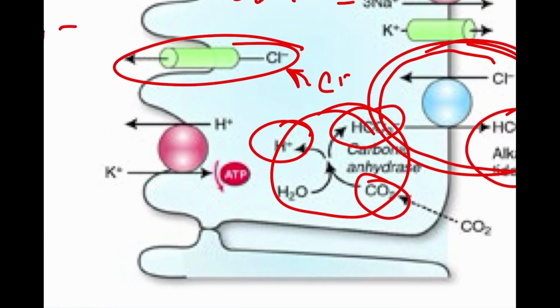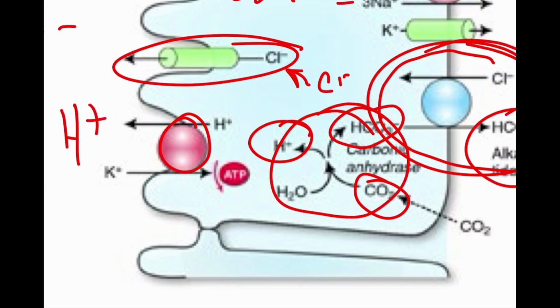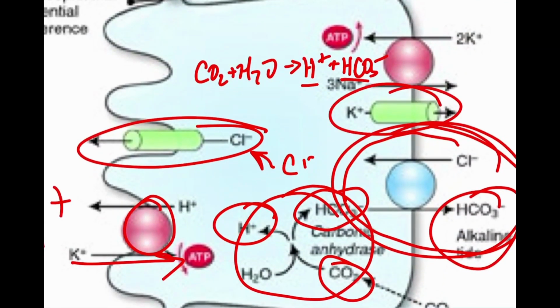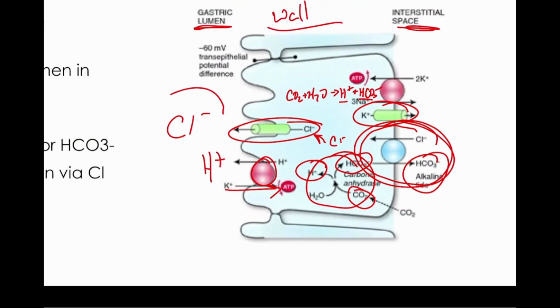That hydrogen, via the hydrogen-potassium exchanger, that hydrogen that's created from the CO2 now leaves. We bring the potassium back in. This just shows how we get rid of the potassium, so we're always maintaining our normal potassium. But look what we've created inside the lumen. We brought the hydrogen in, and we brought the chloride in. They combine to make the hydrochloric acid, which is our gastric juice. That's how we get hydrogen and chloride into the lumen of the stomach to make the acid.